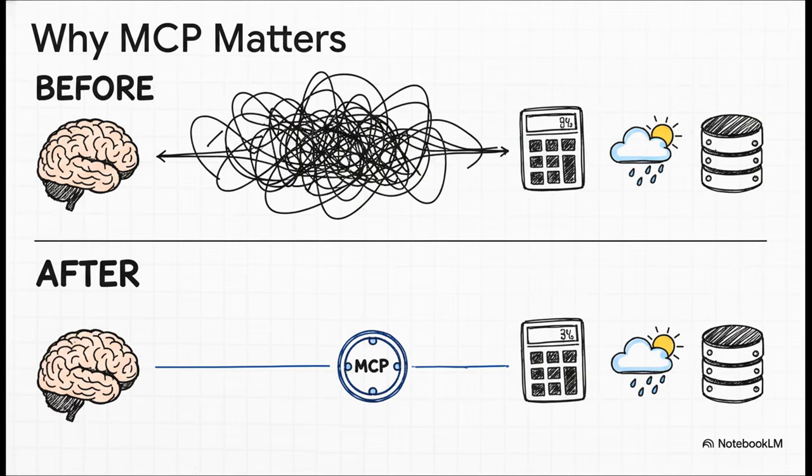So why is this a big deal? Well, without a standard, every time you want an AI model to use a new tool, you have to build a custom, clunky integration from scratch. It's a total pain. A standard like MCP creates a true plug-and-play ecosystem. It means any model can securely find and use any tool that speaks the same language. This is a massive deal for building powerful and flexible AI applications.